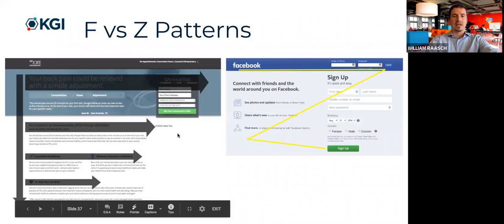Wikipedia also looks like that. You'll notice that there's a table of contents on the right side instead of more information.